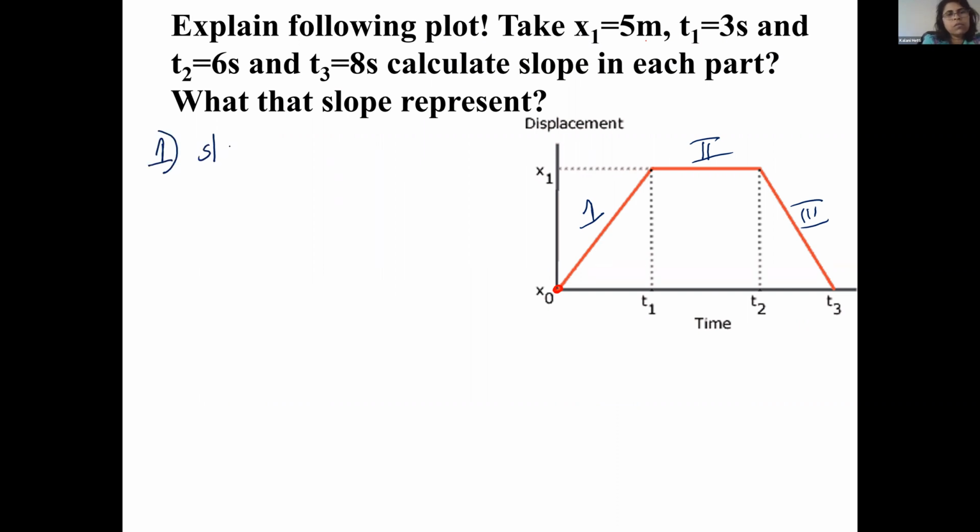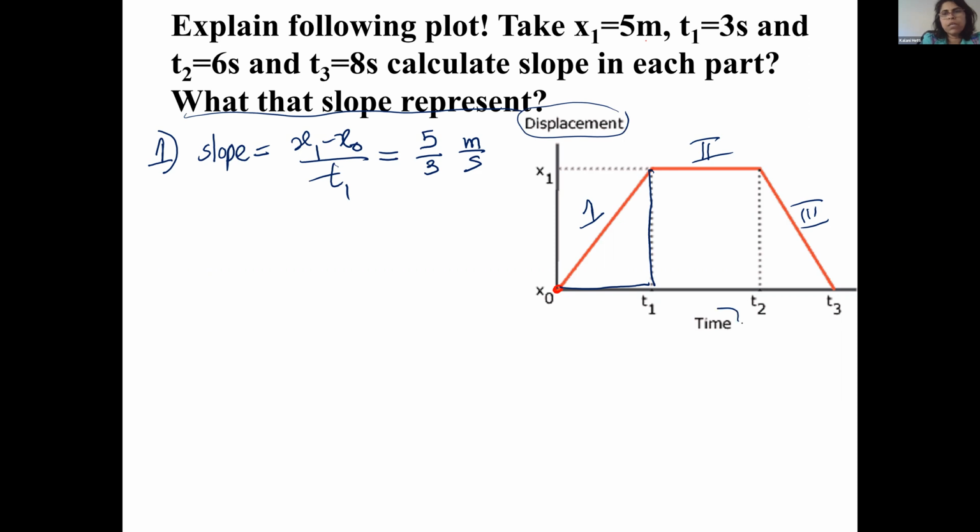So slope equals, how do you find it? This distance divided by this distance is the slope, right? That will be x1 minus x0 divided by t1. We already know that x1 is 5 meters, x0 is 0, and time is 3 seconds. So the units will be meters per second. Now what does the slope represent? Since it is displacement as a function of time, it will represent the velocity, right?